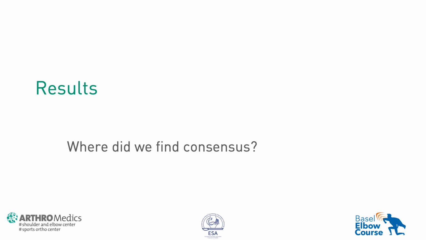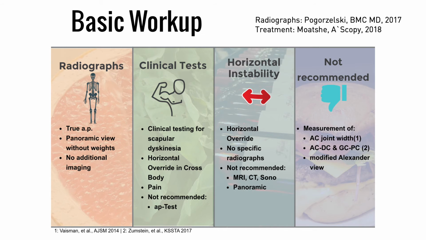So here I present you the results as a basic workup. So what do you need? Radiographs, you need a clinical test, and you need to assess horizontal instability. With radiographs, a true AP is enough with a panoramic view without weights. So we know that a lot we used weights, 10 to 5 kilos in axial loading. You don't need this. And we don't recommend any additional imaging like CT or MRI or sonography.